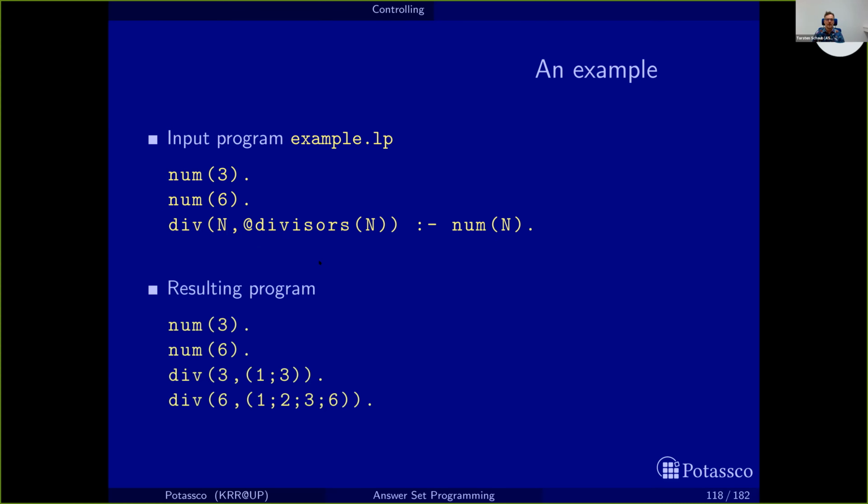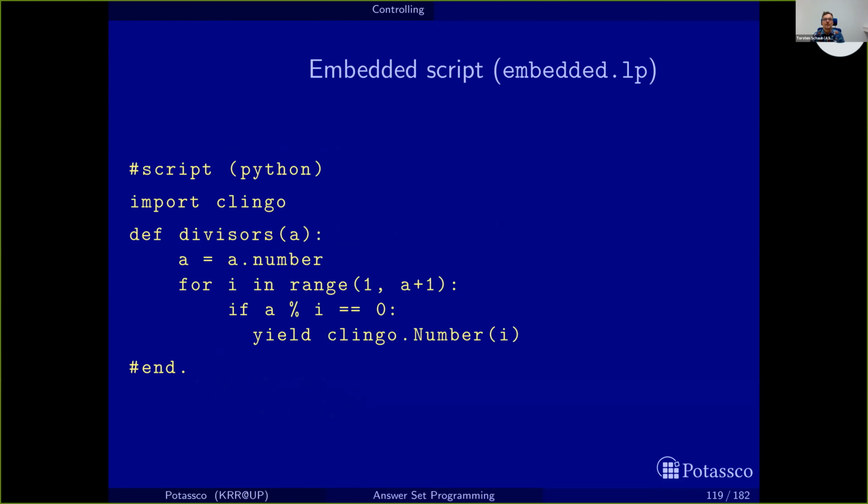You want that 3 is divisible by 1 and 3, and 6 is divisible by 1, 2, 3, and 6. This is just a shorthand for div of 3, 1 and 3, 3, and these are 4 facts. This is a compact representation, but that's also how the result is returned. That's what you want. Now we look at 3 different ways to implement this divisors thing.